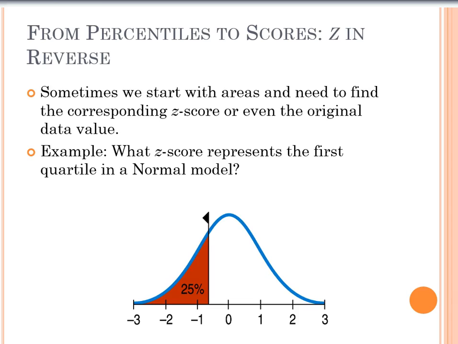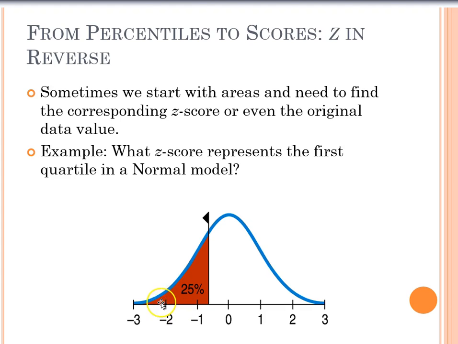The next thing that we're going to do is look at problems where we're given a percent and we're trying to find the observation that's associated with that percent. So let's say, for example, we wanted to know at what height do 25% of men fall below. So at what height of men do we only capture the lowest 25%?